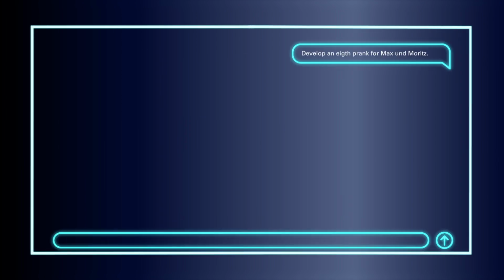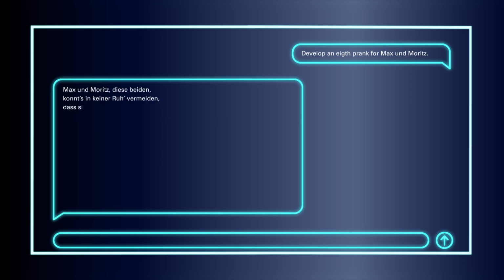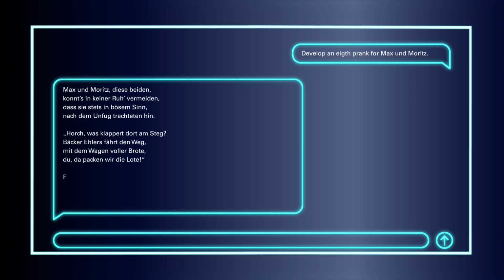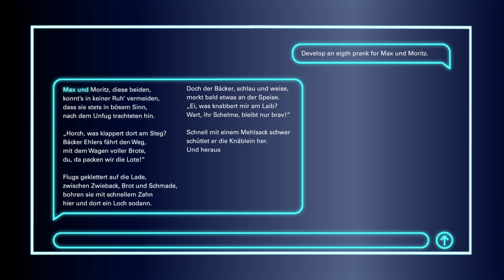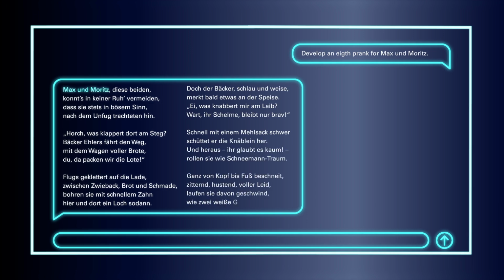Now let's ask ChatGPT to develop an 8th prank for Max and Moritz. The texts are calculated in real time, meaning that for each new word, the probability is recalculated based on the context, considering the previously generated words. If the text says Max and, the AI calculates the probability for each possible next word and chooses Moritz with the highest probability. And here is the 8th prank.